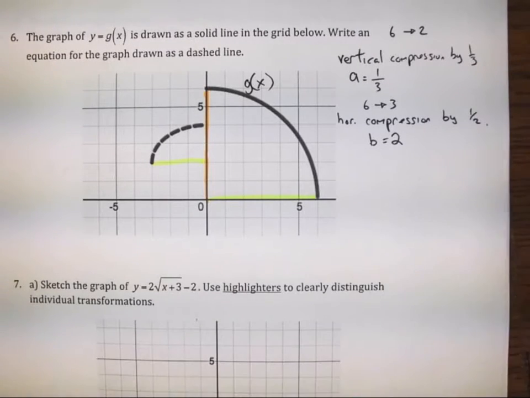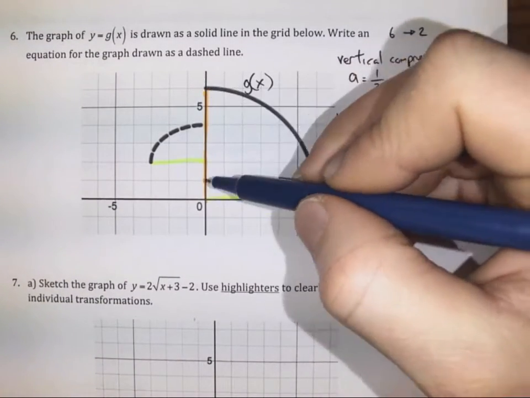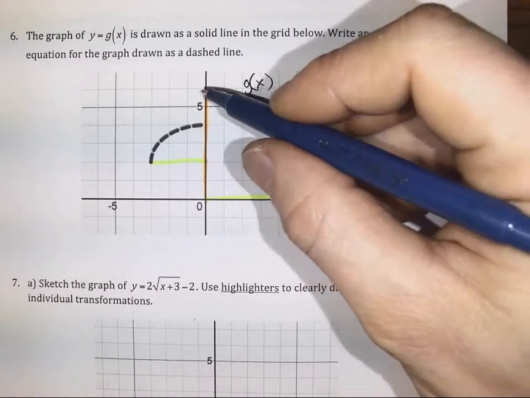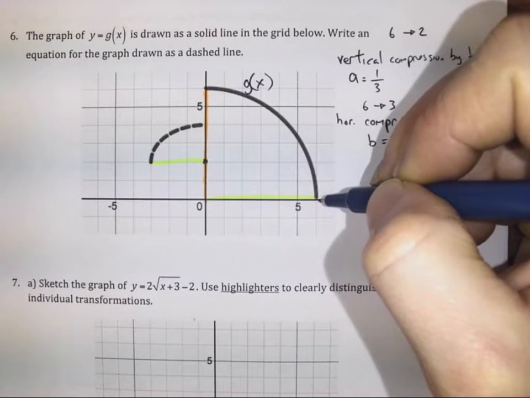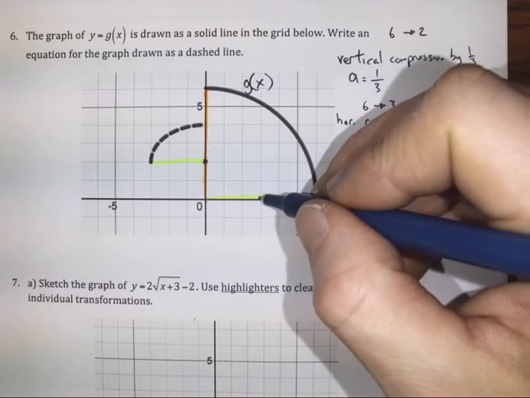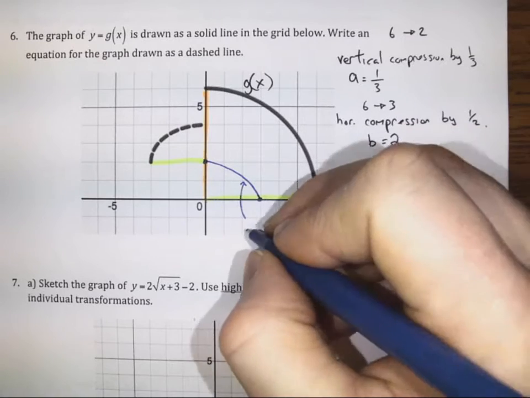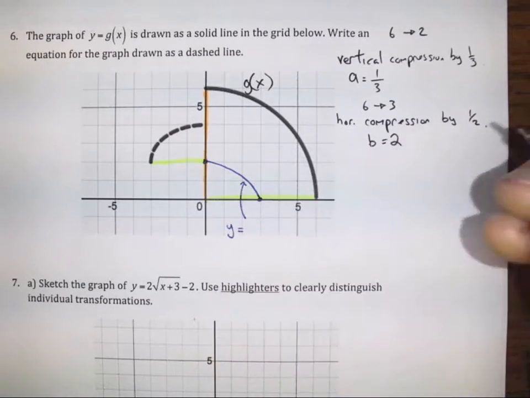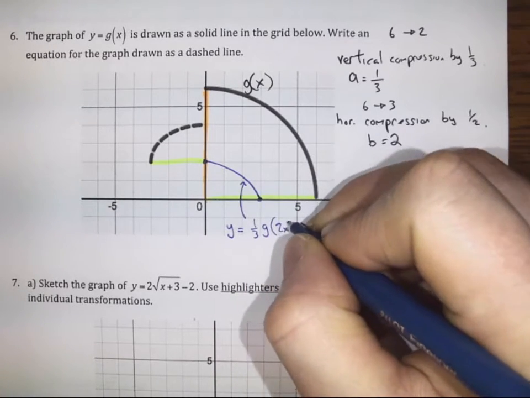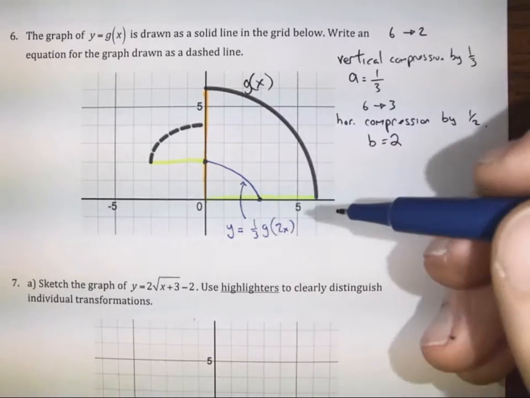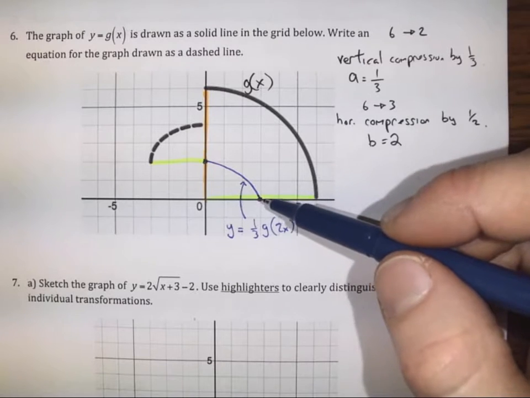Okay, and now might be a good time to take a second to imagine what this graph will look like just by doing those compressions. All the y values would get multiplied by a third. So this guy would be brought down to here. And all the x values are compressed by a half. So this one's going to come down here. And so that's this graph. Just so we're clear, I'm graphing the line y equals 1/3 g of 2x. So that's an intermediate transformation, but it's going to help us to determine the other types of transformations that occurred.